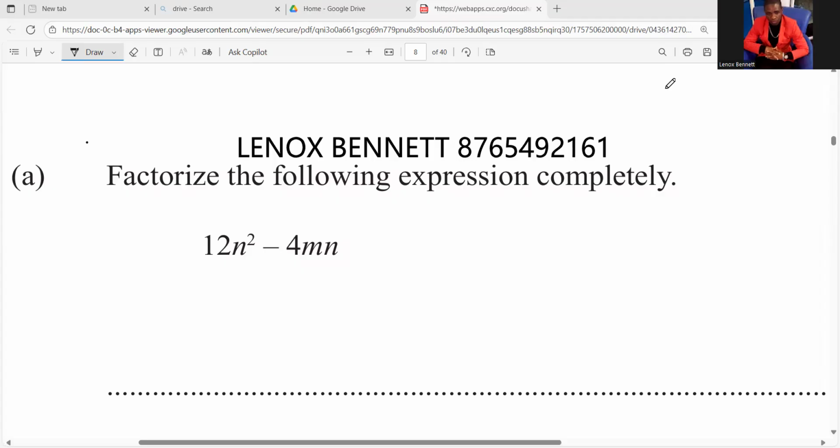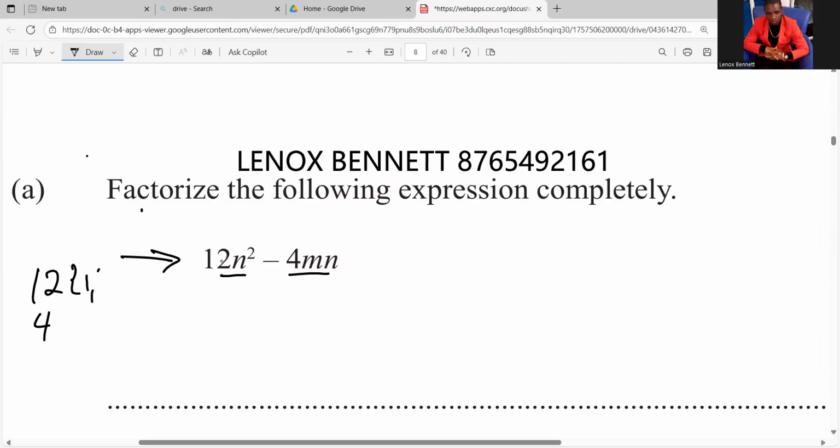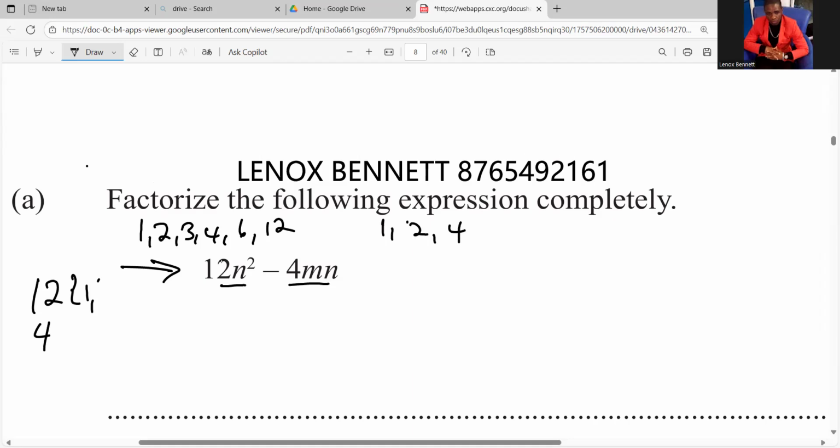And the first one says, factorize the following expression completely. 12n squared minus 4mn. So one thing with this, we're going to take out the highest common factor. So I want you to think of 12 and 4 and list the factors. List the factors of 12 here. 1, 2, 3, 4, 6, and 12. What are the factors of 4? 1, 2, and 4. So the highest one that is common to both would be 4.